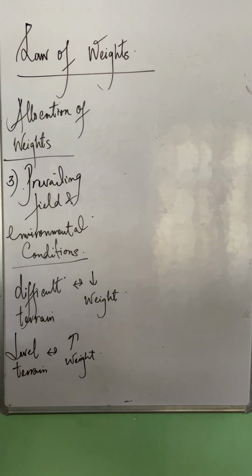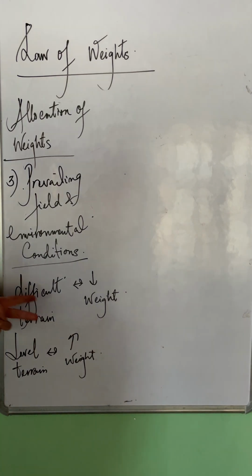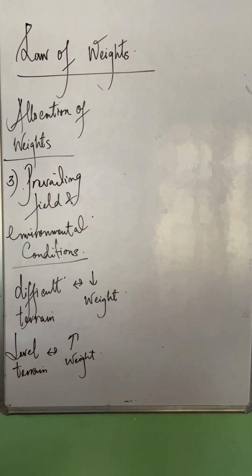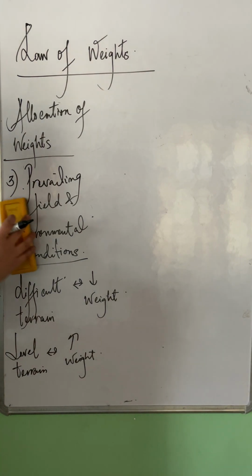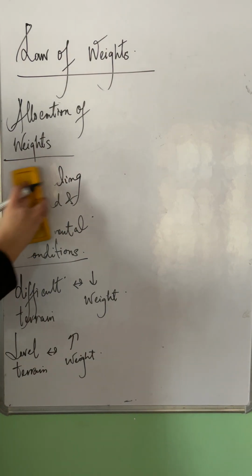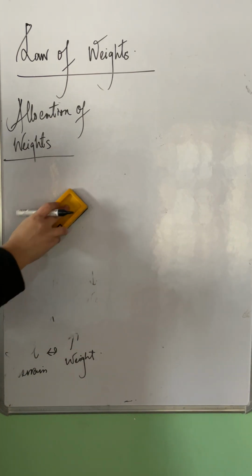So surveyor uses his personal judgment, and depending upon the prevailing field and environmental conditions, the lower weight is generally allocated to the observations which are made in difficult terrain, and we assign higher weight to those observations which are made on a level terrain under stable conditions. And these observations which are assigned lower weight in a difficult terrain are taken under varying environmental conditions of temperature, wind, or humidity. This was the third way by which certain quantities are assigned their respective weights.